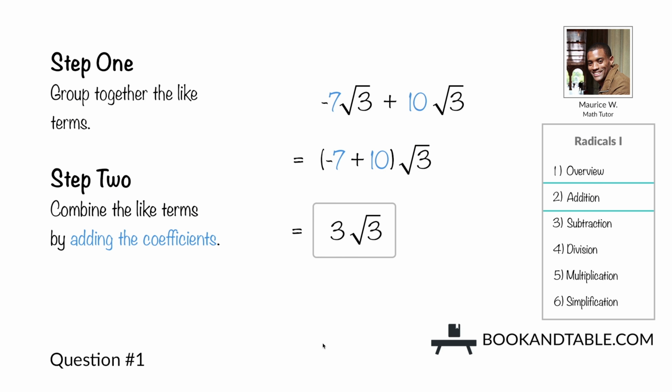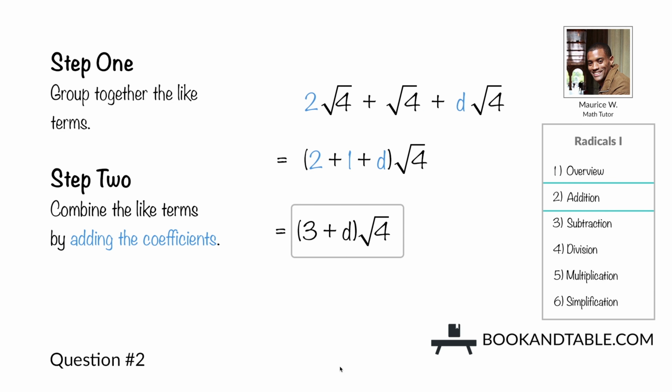Step 1, group together the like terms. So in this particular question, we're only provided 2 terms, and they are like terms already. So this was already done for us. Step 2, combine the like terms by adding the coefficients. So we combine these 2 terms by adding -7 and +10, which would be +3, and we keep our original radicand, 3. So the answer to question number 1 is 3 radical 3.